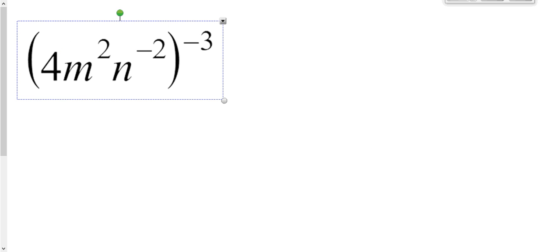Okay. Another one with some negatives. The negative 3 is going to multiply the negative 2. It's going to multiply the positive 2. It's also going to multiply the power over here on the 4. That gives us 4 to the negative 3rd, gives us m to the negative sixth, but it gives us n to the positive sixth.